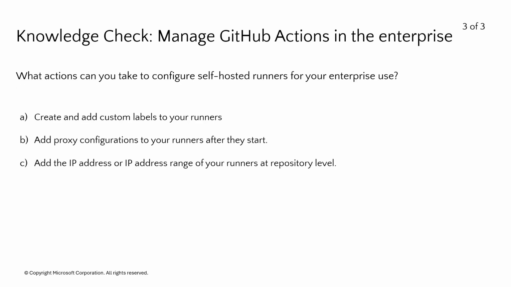What actions can you take to control self-hosted runners for your enterprise? Create and add custom labels on your runners, add proxy configurations to your runners after they start, or add the IP address or IP address range of your runners at repository level. And the answer is: create and add custom labels to your runners.